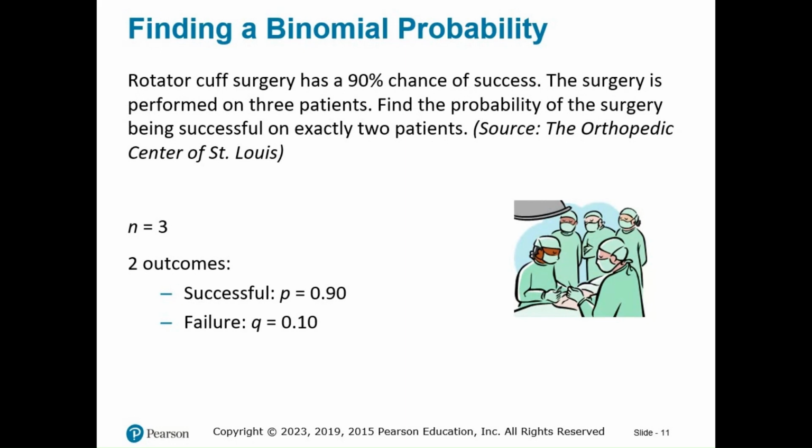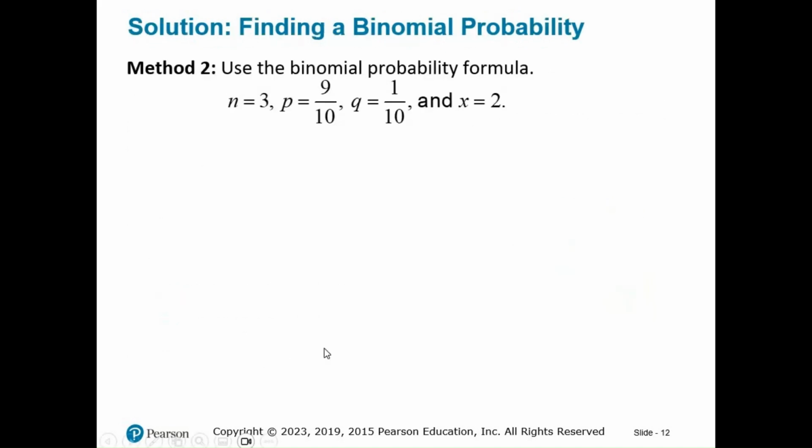Can we figure out the value of x by random variable counts of the number of successful surgeries? Yes, there would be anywhere from 0 to 3 successful surgeries or trials. So it clears all the conditions and it is a binomial experiment. Now we just need to plug everything in. We have our values for n, p, q, and x.